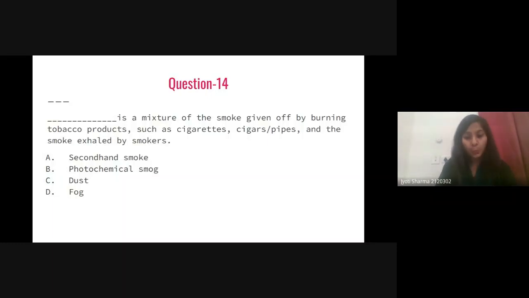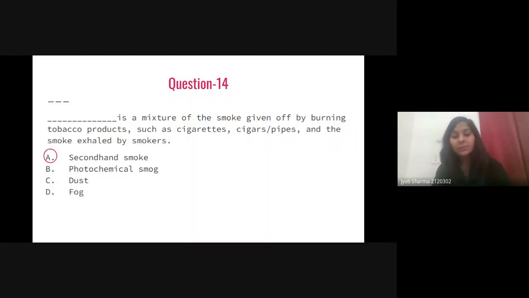Vinay, give me one. Okay. Alka, what do you think? What should be the answer? I think this is from a previous year assignment. Okay, so Alka gave me A. Yes, the answer should be one, the second-hand smoke.